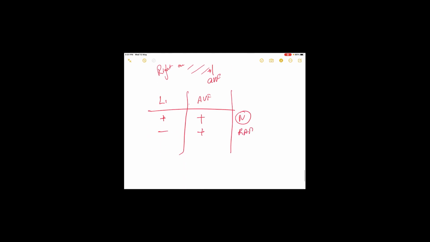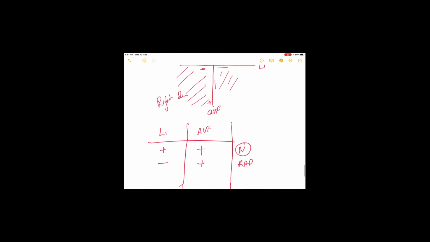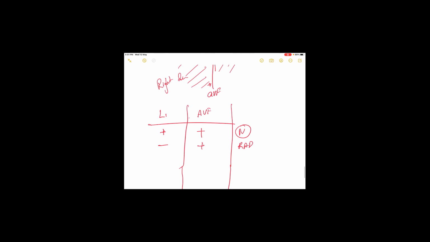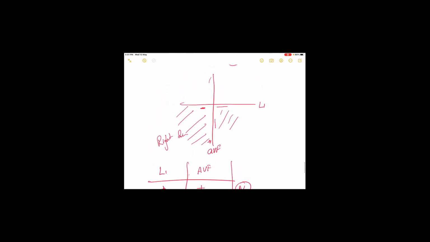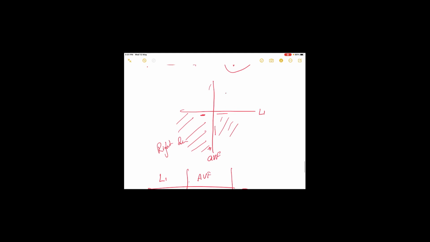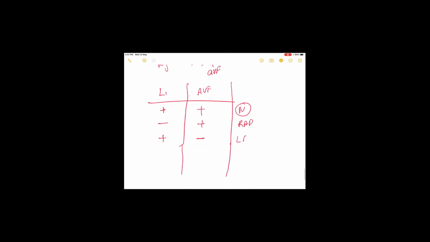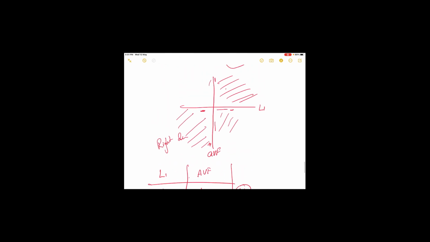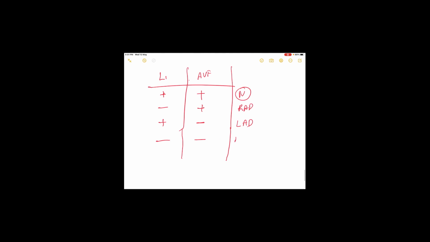Now let's see. Lead 1 is positive, AVF is negative. Lead 1 is positive here, AVF is negative here. So it is involving this quadrant, so this is left axis deviation. And when both are negative, lead 1 is negative and also AVF is negative, it is involving this quadrant. So it is extreme axis or northwest axis deviation.